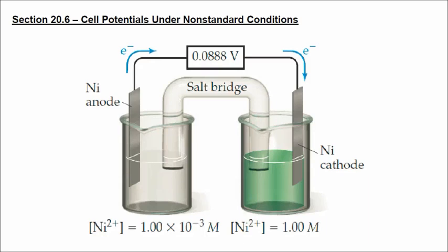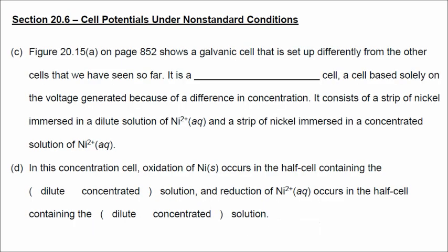How can you have nickel in both the cathode and the anode? Well, take a closer look at the concentrations of nickel ions. On the left, in the anode, we have a rather dilute solution of nickel ions. And on the right, in the cathode, we have a more concentrated amount of nickel. So this is on page 852.